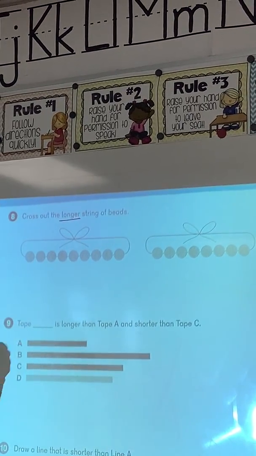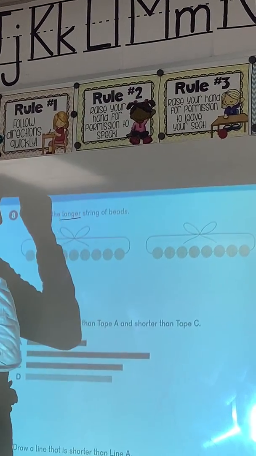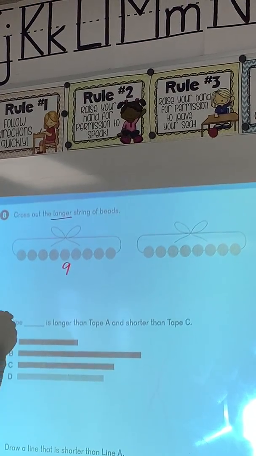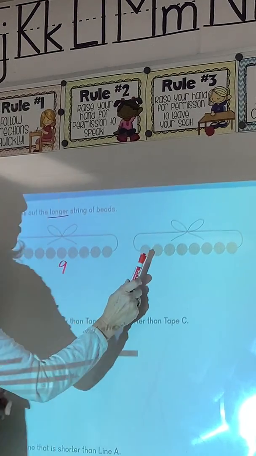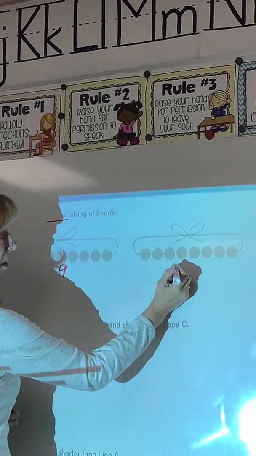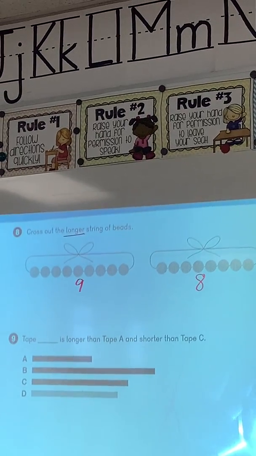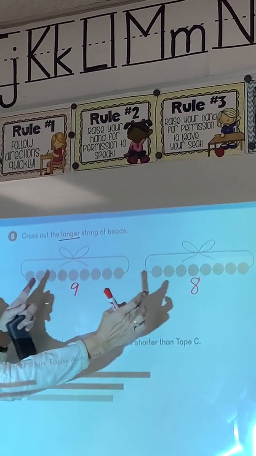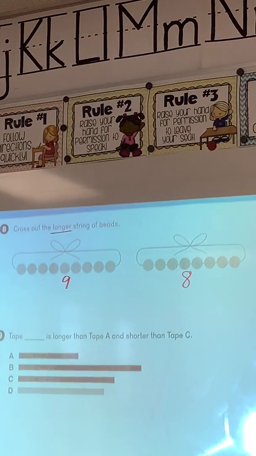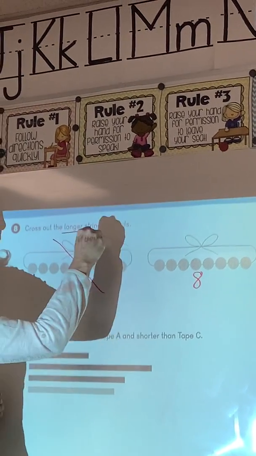So let's count and see what we've got. 1, 2, 3, 4, 5, 6, 7, 8, 9. Since I don't always remember, I'm going to write the number right underneath it. 9 beads on this string. Let's count this one. 1, 2, 3, 4, 5, 6, 7, 8. Ooh, pretty close, huh? They're trying to trick us, but we can't be fooled. Cross out the longer string of beads. 9 beads is going to be longer than 8 beads. We could use our paper towel to measure this too if we wanted, but I think we know already 9 beads are longer than 8, so we're going to cross this one out.